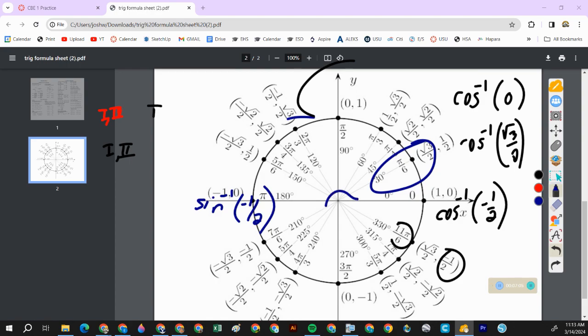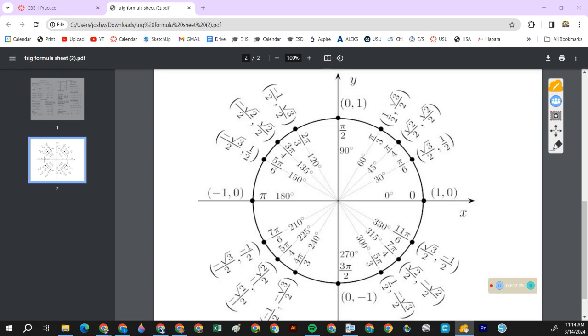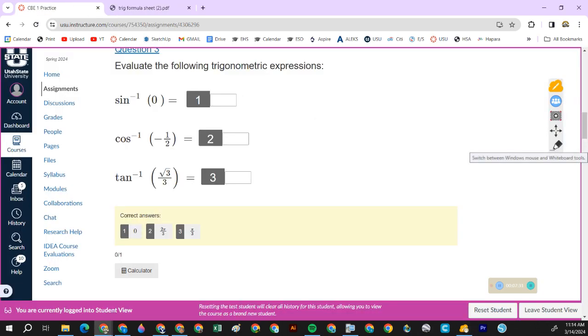We're only looking in quadrants 1 and 2. We need a cosine value, so the x is negative 1/2. This would be it, and the answer would be 2 pi over 3. Does that make sense? Now, technically, you could pick any angle where the x is negative 1/2, but the convention is sine is in quadrants 1 and 4, and cosine is in 1 and 2. Okay.